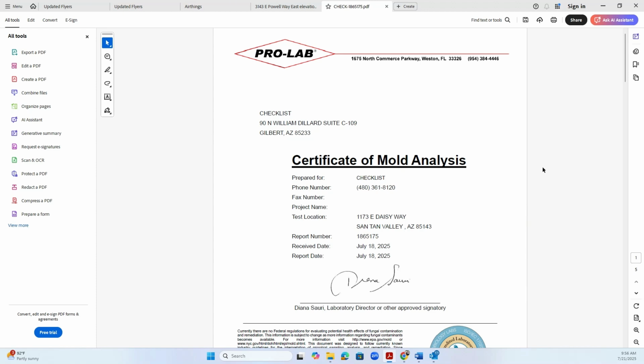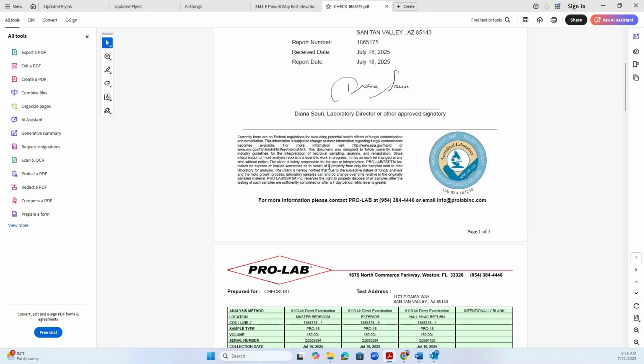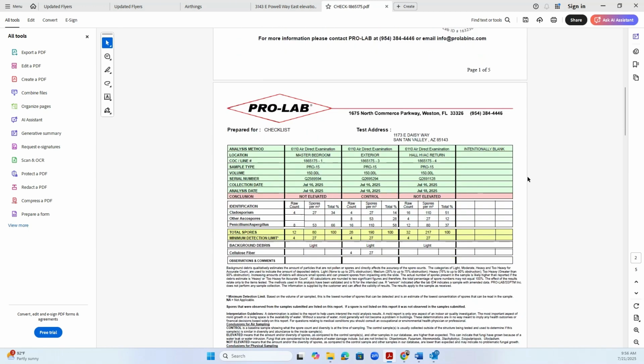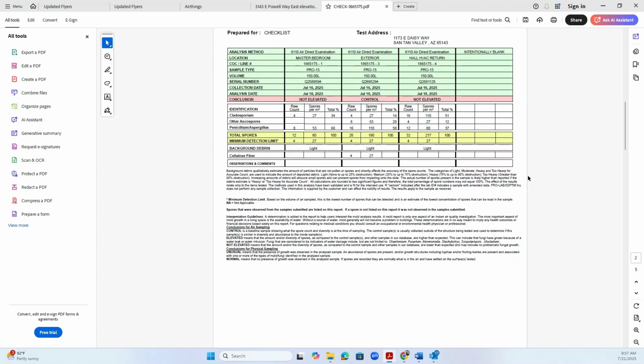So ProLab on the first page will tell you your certificate of analysis, some required things to show that they are a certified lab. And really, page 2, when you get a mold analysis or air quality report, you want to just know, are you high or not? Do I have to remediate? Do I have to take action or not? And that's on page 2. You can make it really fast and look at the conclusion line in red. And that's what really matters right off the bat.